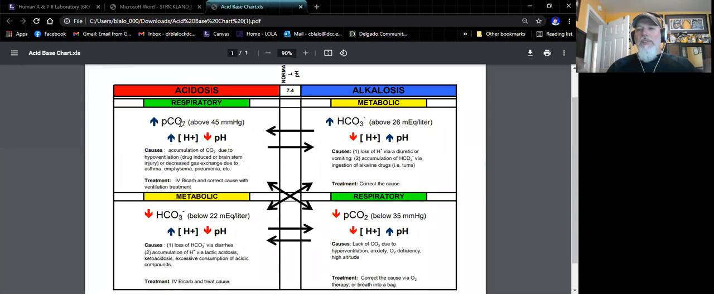Does this chart help a little bit? I think this chart's pretty good because it helps to see the relationship between them, and how they relate to each other, and again how respiratory symptoms can express themselves in relationship to alkalosis or metabolic conditions.